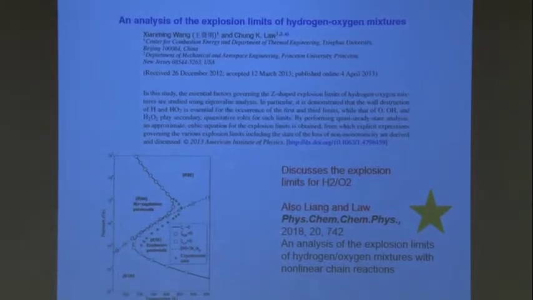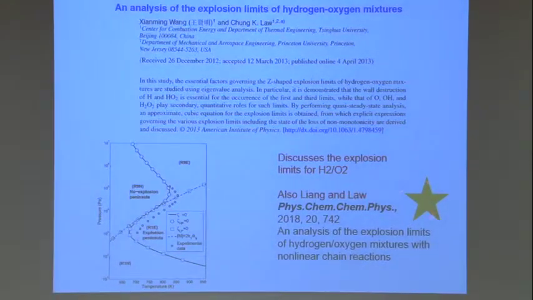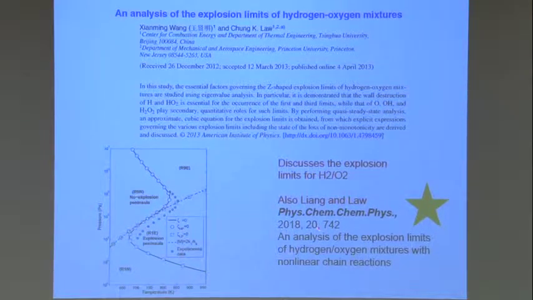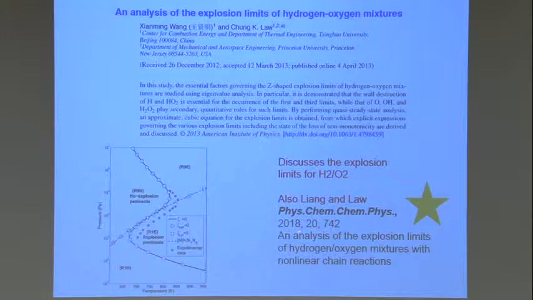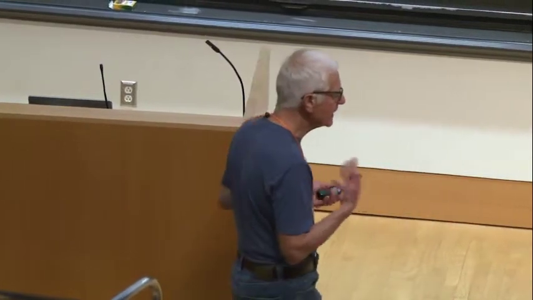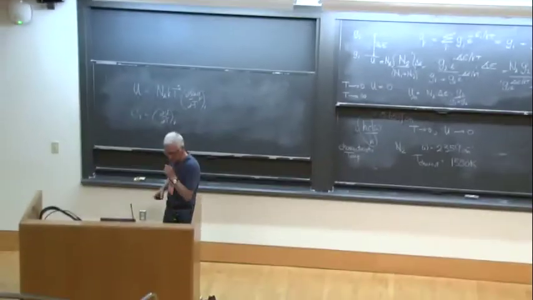And here's a more recent paper from Professor Law in Physical Chemistry, Chemical Physics. So the star indicates that that's not in your notes, but it will be in the final stuff that goes on the web. But if you want to look at Phys Chem Chem Phys 2018, volume 20, page 742, that takes these ideas further and is a very powerful analysis of these explosion limits. And it's a very nice demonstration of some of the ideas we were talking about yesterday, but taking them much further with a lot of insight into just what's going on. Okay, so that's the end of topic 1.